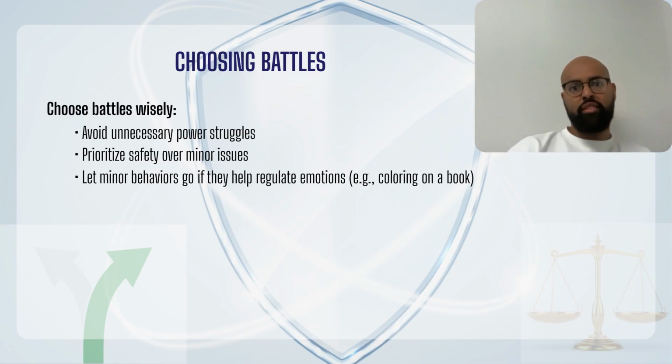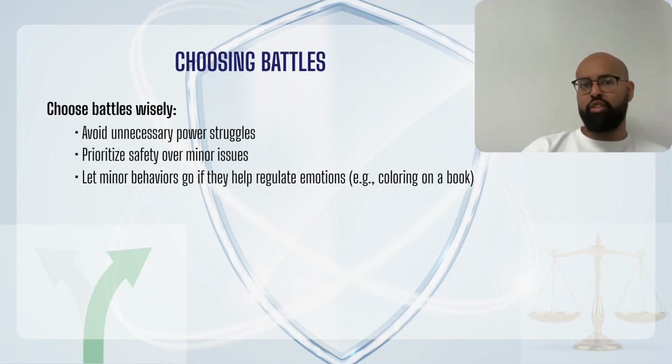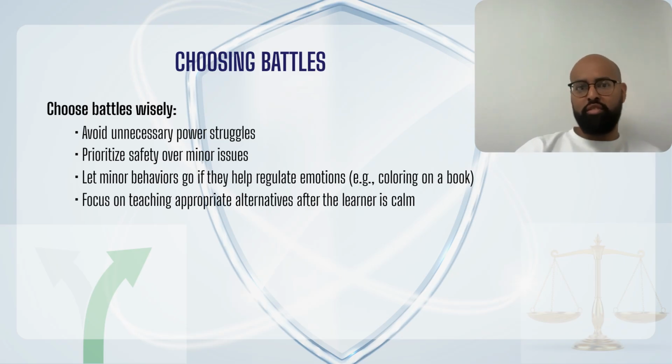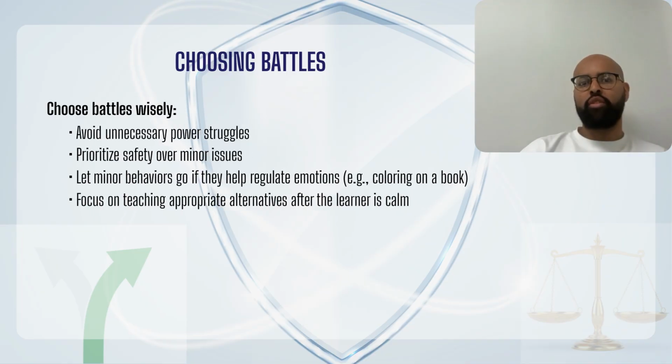Once they're regulated, that's the best time to teach them appropriate alternatives, like coloring on a blank sheet or a coloring book. And finally, focus on teaching appropriate behaviors after the learner is calm. They'll be more open to learning and less likely to resist. So remember, choosing your battles wisely helps keep sessions positive, builds trust, and supports long-term progress.